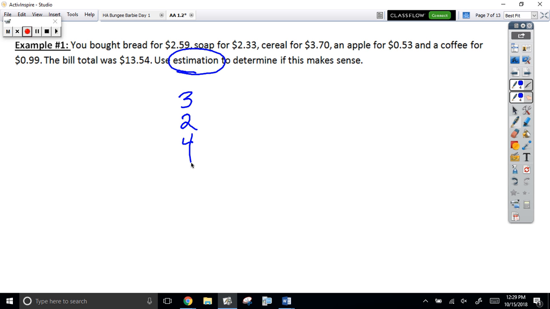Now the 53 cents, you might want to round that to 50 because it's really close to 50, but it's up to you. You can mix and match, do half dollars, whole dollars, whatever. And then 99 cents, obviously $1. So 3, 4, 5, 9, 10. So I'm getting $10.50, approximately. It's not really that close to $13.54, so I'm thinking my bill does not make sense.